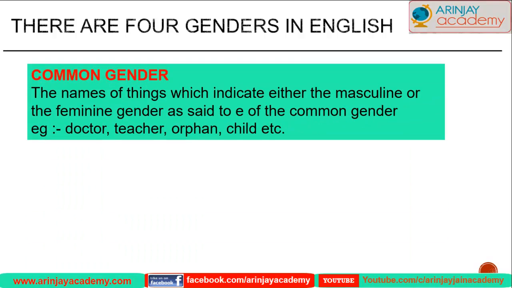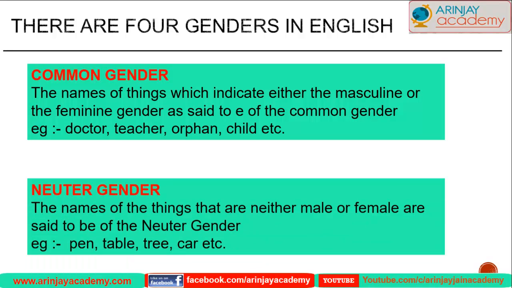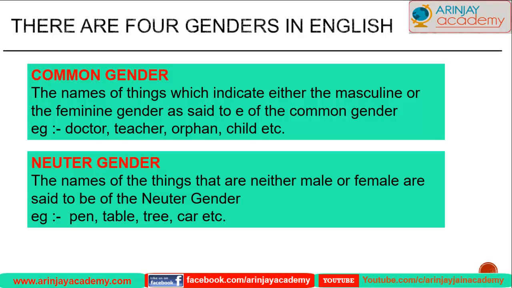Common gender are the names of things which indicate either the masculine or the feminine gender. For example, doctor, teacher, orphan, child, etc. And neuter gender are the names of the things that are neither male nor female, like pen, table, tree, car, etc.